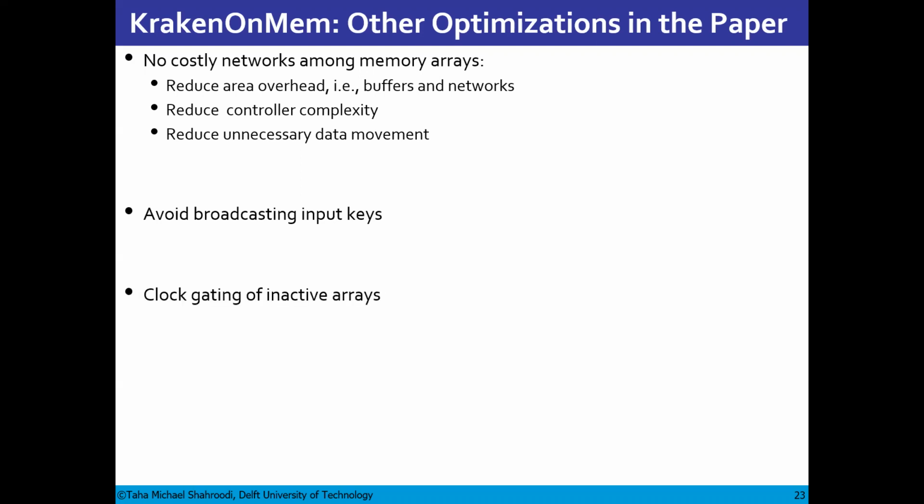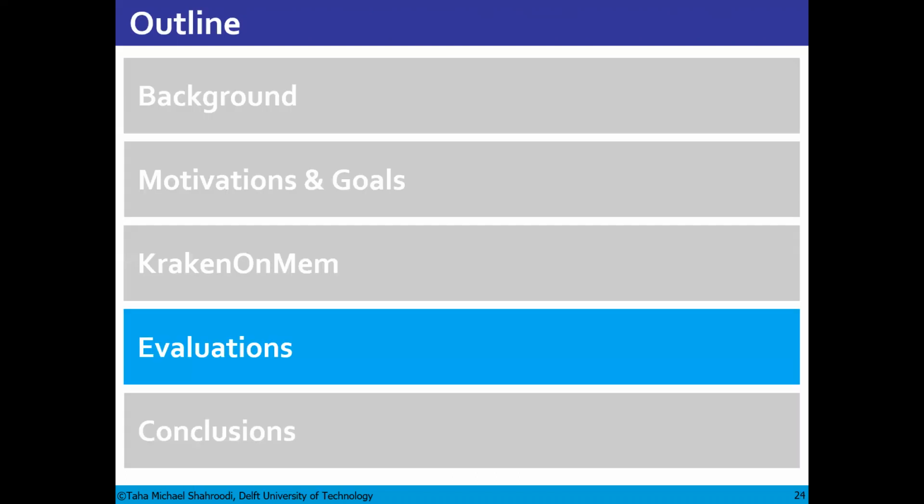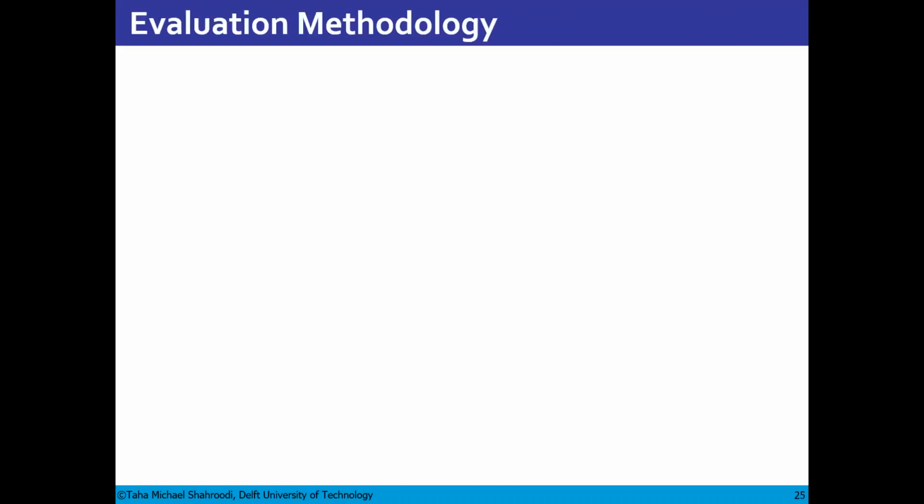Third, we applied power and clock gating to idle arrays. Unfortunately, due to the limitations of current PCIe connections, we cannot always utilize the TLPIM fully. In other words, we may send fewer keys to be queried in different key arrays than TLPIM can handle. You can find out more about these optimizations and potential future works for improving KrakenOnMem or building on top of it in the paper. And now for our results.